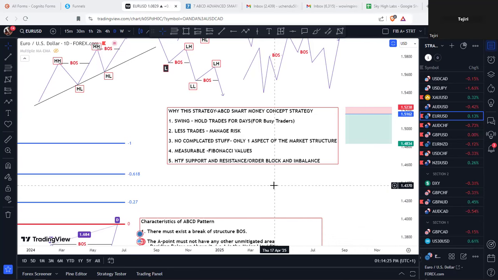Most importantly, the C point, we need to measure it to know if it actually meets our criteria. The next one is what? Higher time frame support and resistance, order block, and imbalance.